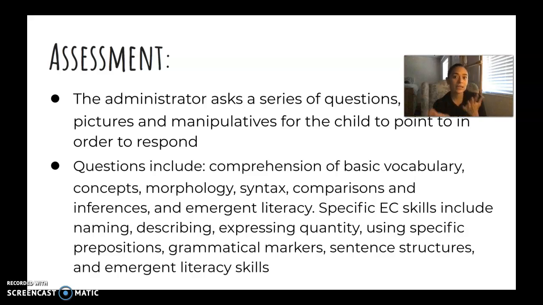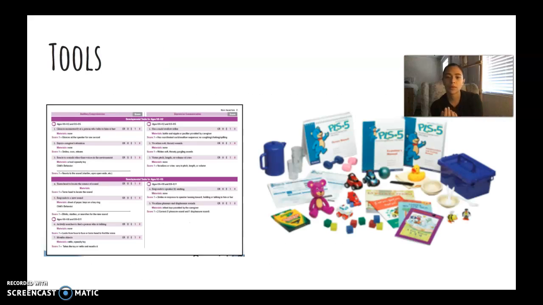So what is the actual test? What's the assessment? It's just the administrator asking a series of questions, and the child is going to use words, manipulatives, or pictures in order to answer those questions. And the questions again include comprehension. They're going to ask about comprehension of basic vocabulary, concepts, morphology, syntax, etc. Basically anything that's going to make the child use their language in order for them to answer the questions.